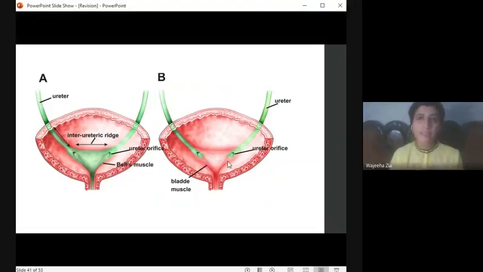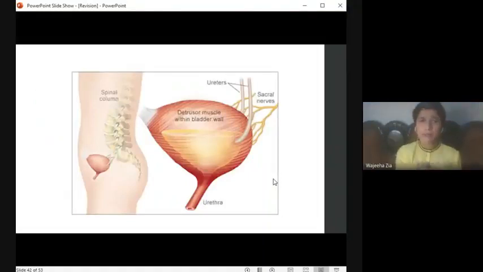So it has a specific function. Whenever the bladder contracts, the trigone also contracts, but this contraction is such that it doesn't allow backflow. Whenever the bladder contracts, the ureters are closed at the orifices, so the urine will remain in the bladder. This is the lateral view of the bladder. This is the urethra. These are the ureters, and this one is the trigone.